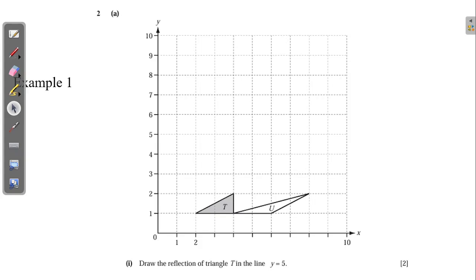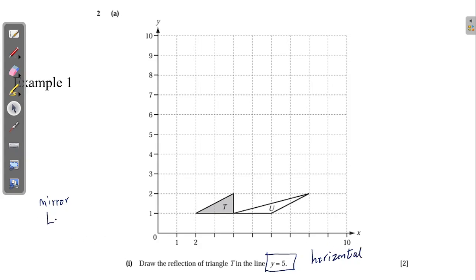Now we are given this diagram, this grid. Now we are asked to draw the reflection of triangle T in the line y equal to 5. Now the first thing I'm going to do here is to draw my mirror line. Okay, it's called mirror line. So this is the mirror equation, y equal to 5. And as you know, this is going to be a horizontal line.